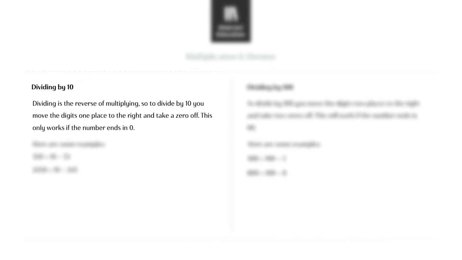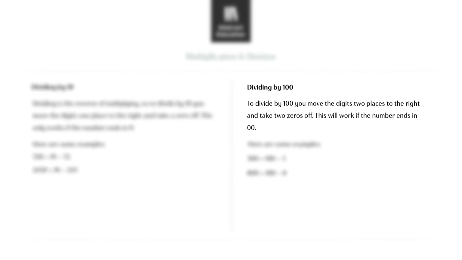Dividing is the reverse of multiplying. So to divide by 10, you move the digits one place to the right and take a 0 off. This only works if the number ends in 0 though. Here are some examples. To divide by 100, you move the digits 2 places to the right and take the 2 zeros off. This will work if the number ends in 00. Here are some examples.